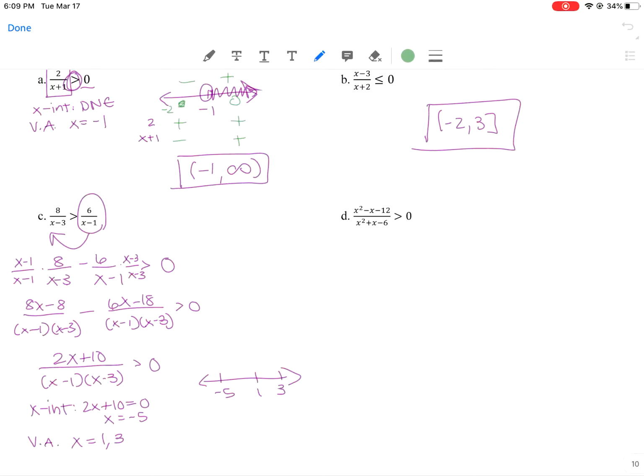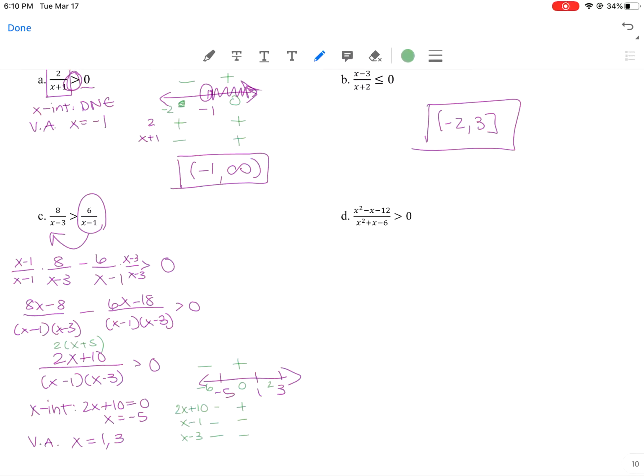You definitely could, if it makes your life easier, call the top of this 2 times x plus 5 for the record too. Never hurts to write something like that, especially to recognize if there's any holes. So we've got 2 times x plus 5, x minus 1, x minus 3. So choose a number smaller than -5, like -6. This is then negative times a negative is positive times another negative still means it's negative there. Let's choose a number between -5 and 1. Let's choose 0. So we get a positive, negative, which makes that overall interval positive.